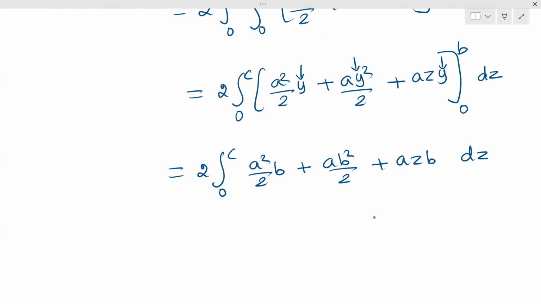Lastly, we do the outer integration with respect to the variable z. See the function: here the function has only the variable z.